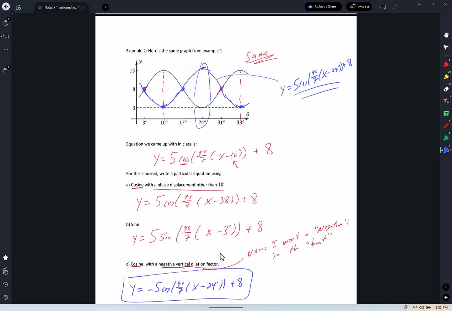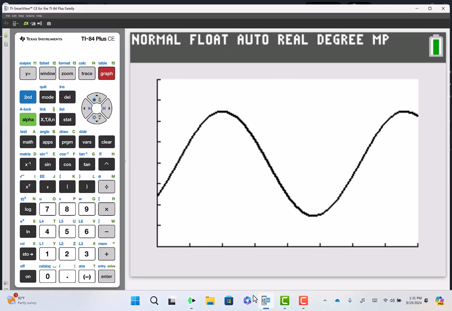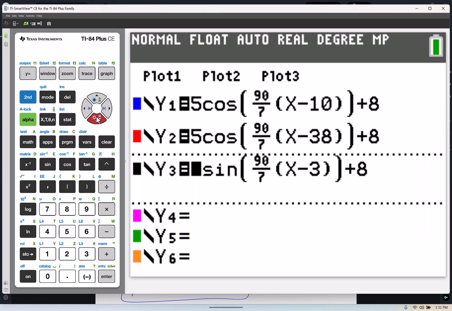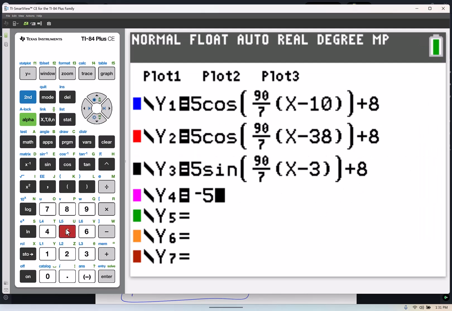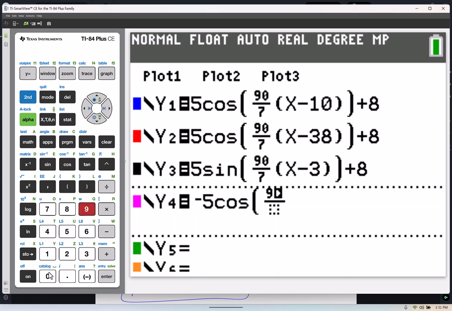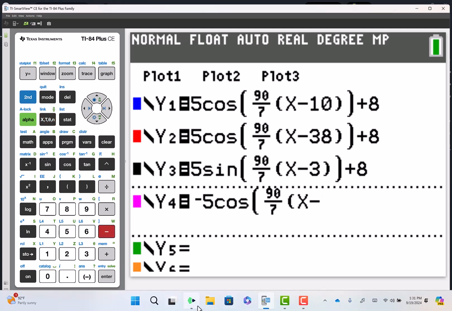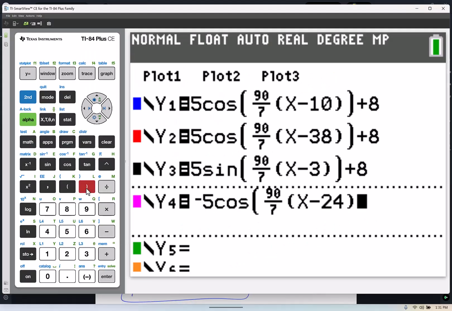You already know what I'm going to do next. What am I going to do next? Type it into my what? Calculator. Get your calculator out. Go to the next one. Y equals, and look, I'm just going to keep filling it in. Negative 5 cosine, alpha y equals, enter, 90 over 7. Try it out, guys. X minus, what was it again? 24? Yeah, 24. X minus 24, plus 8. I'm going to push graph.